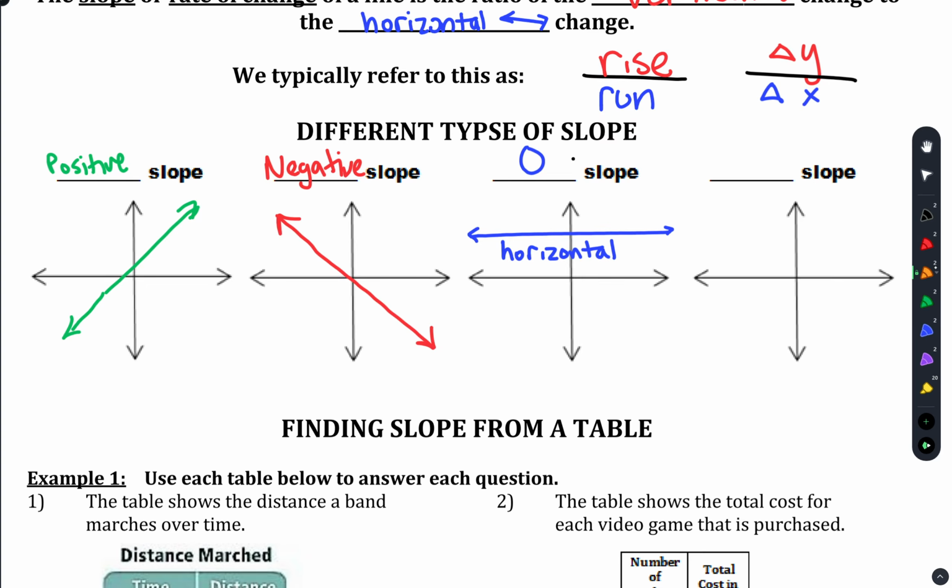And the other option is when my line goes up and down like this. We call that vertical. Do we know what the slope of a vertical line is? Anybody? 120. Autumn? It's undefined. So those are my 4 cases. I should be able to look at any graph and be able to tell whether it's positive, negative, 0, or undefined. Sound good?